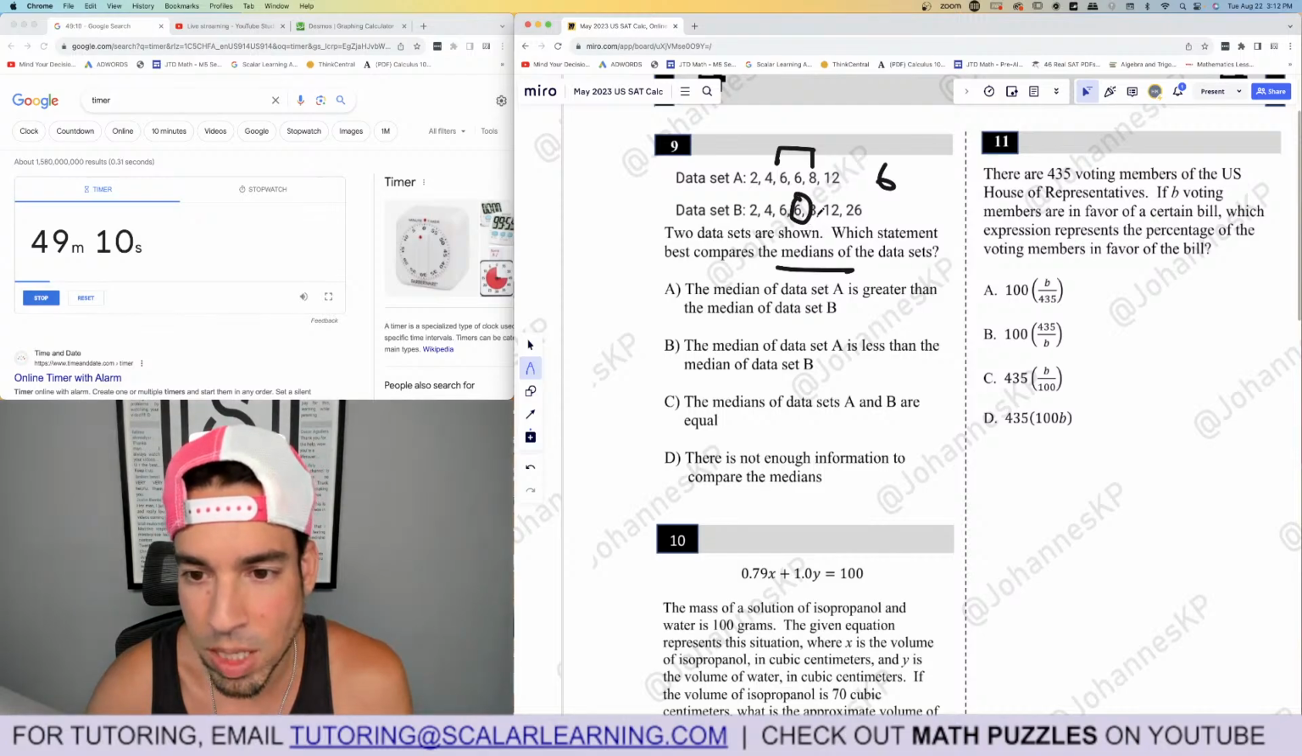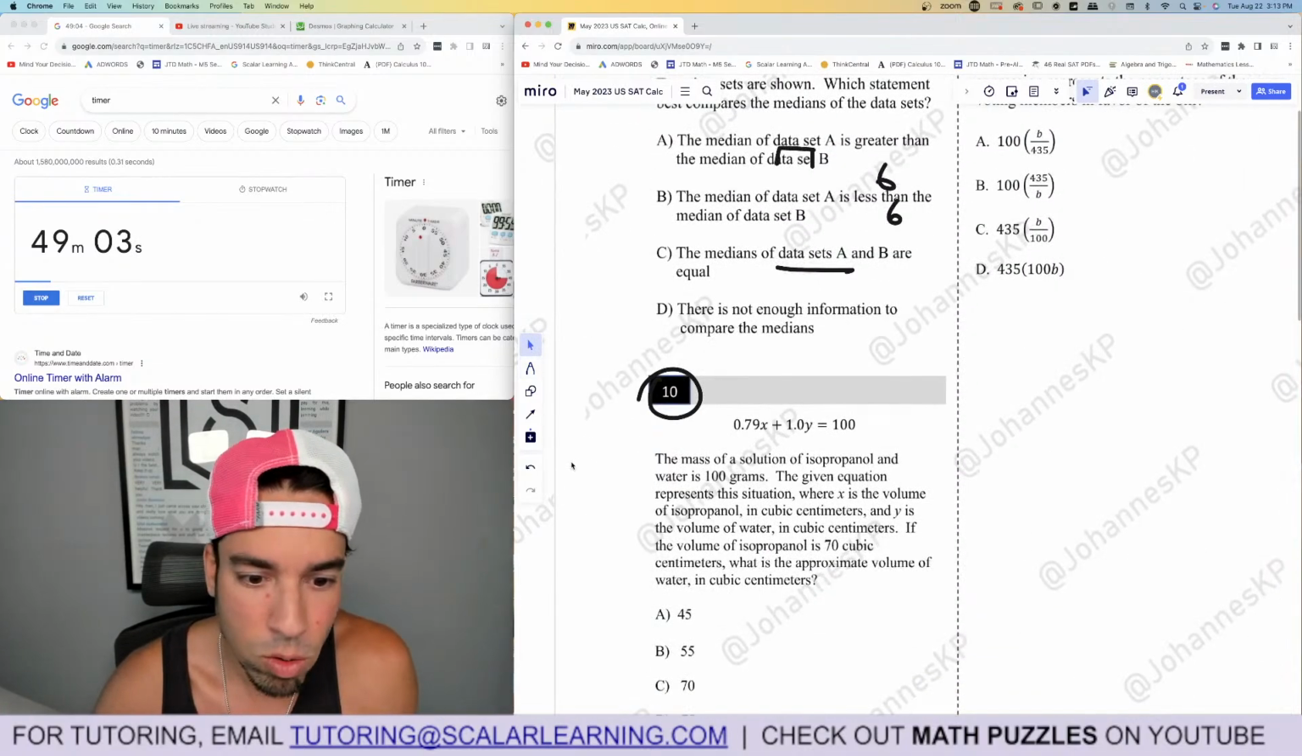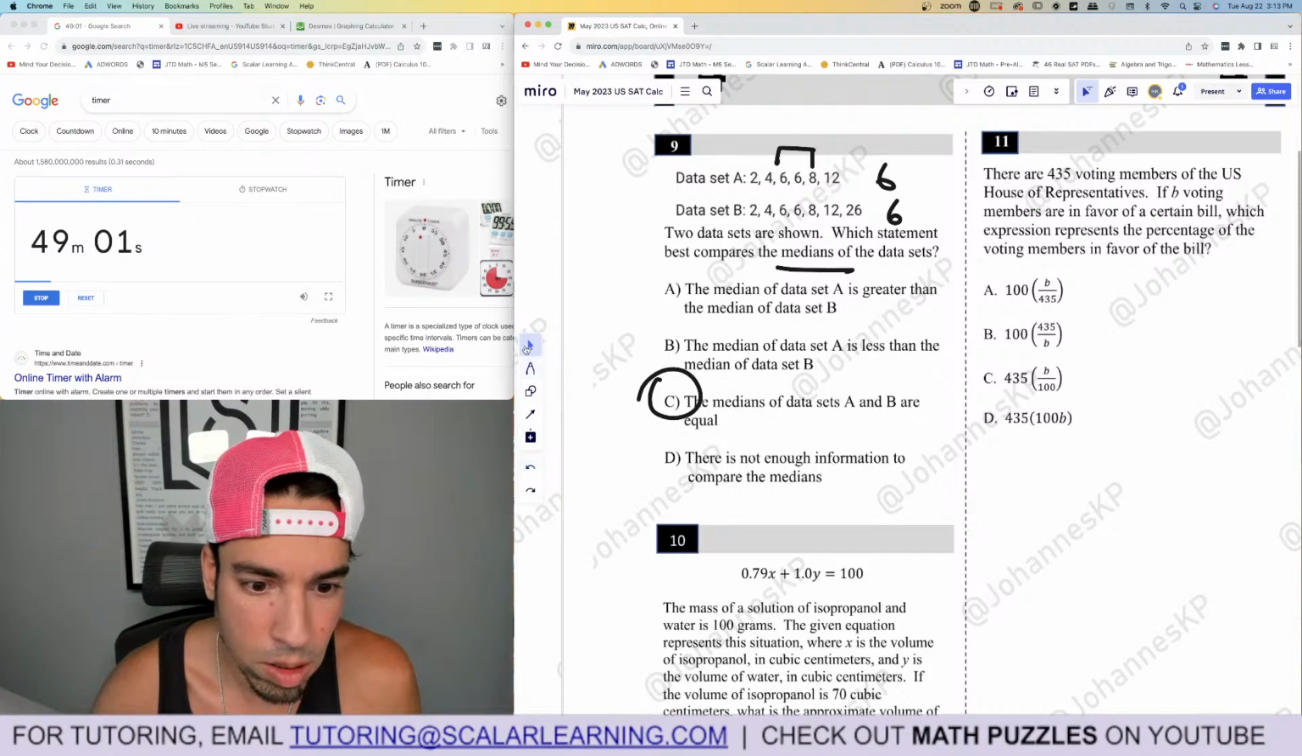We have an exact median, which is the middle of 7 values, but it's also 6. So the medians are equal. C is the winner, done. Number 10. Oops, something happened. There we go. Number 10.